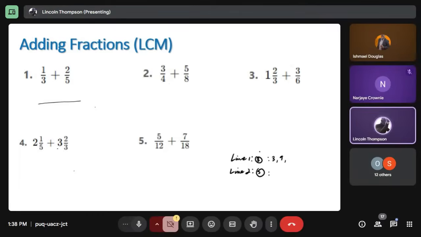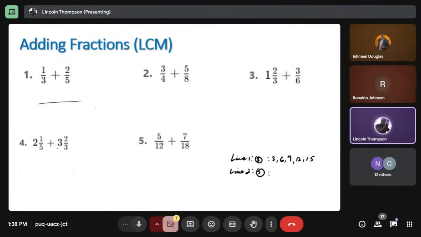Oh, that's a mistake. You see, guys, teachers make mistakes as well. So that's a 6 should go there. So I don't want anybody to think that I'm the type of teacher who knows everything. I don't know everything. I'm here to learn from you guys as well. 3, 6, 9, 12, 15. All right, that's the first 5.